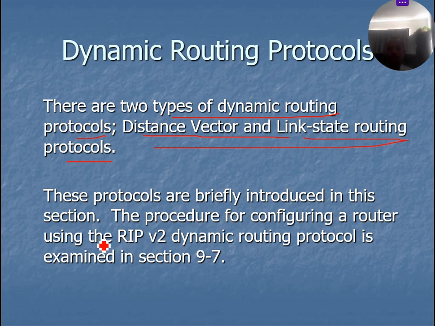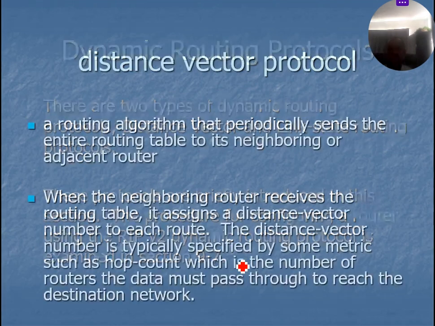Now the procedure for configuring the router using the Routing Information Protocol version 2 of the dynamic routing protocols will be looked at in section 7 of this chapter. Okay, so we are still in section 3. When we get to section 7, we look at RIP version 2 and how we configure the router.